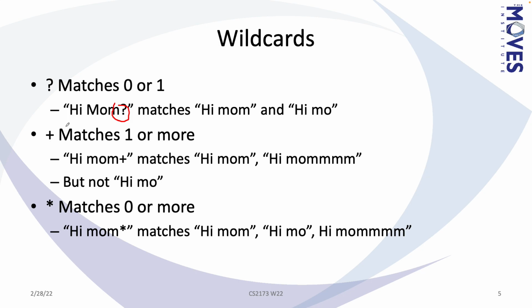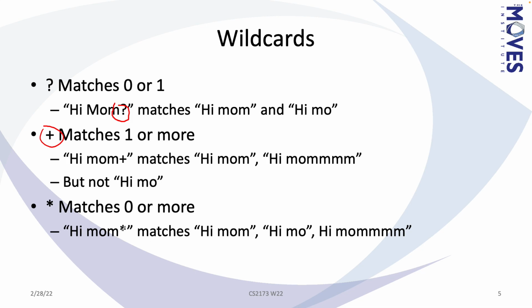The question mark matches 0 or 1. It could be there or not. But a plus matches 1 or more. So "hi mom+" will match "hi mom" and "hi momm," because the plus says there could be 1 or more M's at the end, but it will not match "hi mo" because the M is missing. So the plus says there has to be at least one of them there.